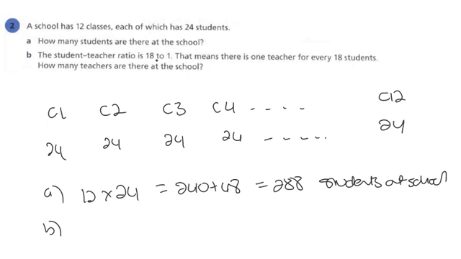The student-teacher ratio is 18 to 1. That means that there's one teacher for every 18 students. How many teachers are there at the school? Okay, so 18 to 1 means the ratio is 18 students to 1 teacher. So because we have 288 students, we need to divide 288 by 18.